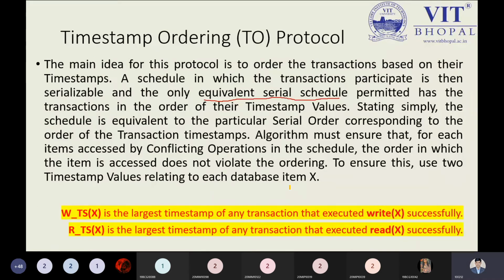So let us discuss the timestamp ordering protocol. There is a theoretical point we are seeing here, and we have an example by which we will clear up the picture. The timestamp ordering protocol comes from the idea of determining the order of transactions based on their timestamps. First I'm taking an example, then the picture will be clear to you in a simple way.